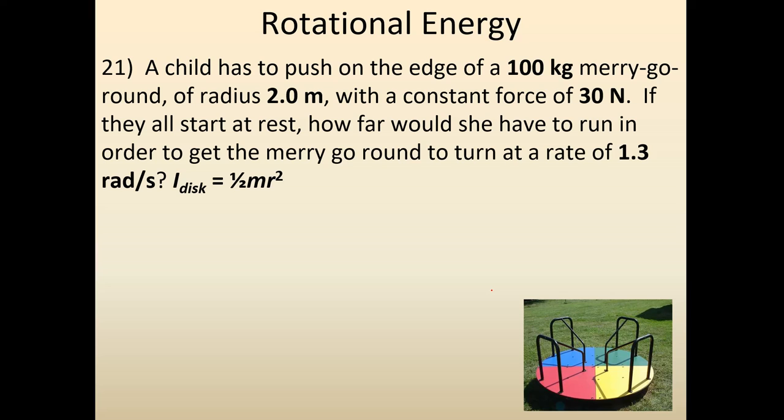And here's the last one. So pause the video and work it yourself. I'm going to go over it in a second. All right, so here we have a merry-go-round, a very common one. Once again, it's going to be turned. They give us this equation, and we want to know how far the person ends up having to run in order for the merry-go-round to turn at some rate.